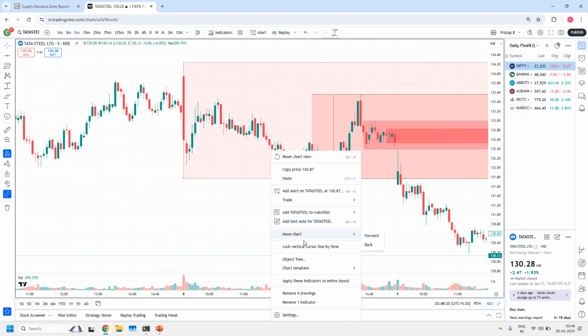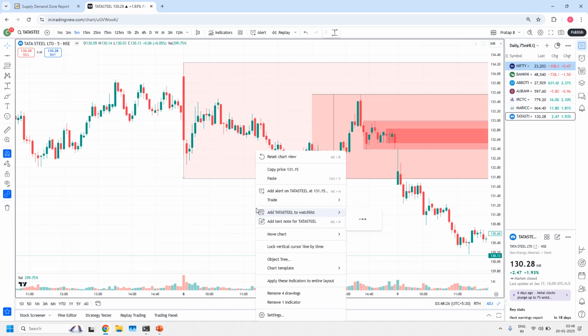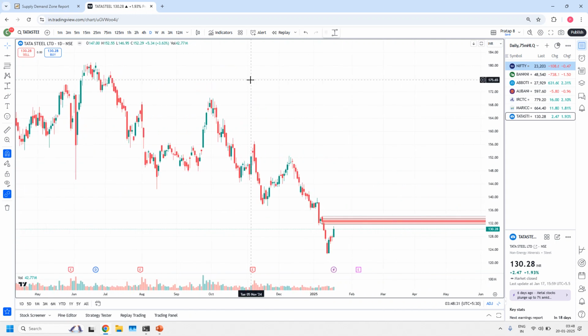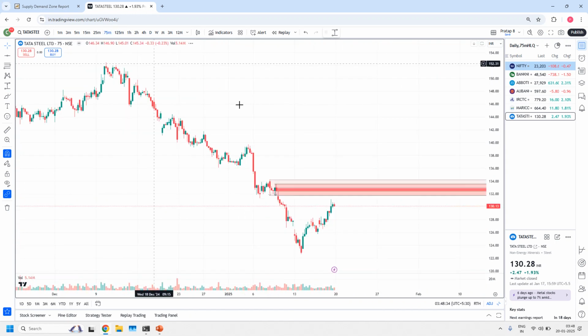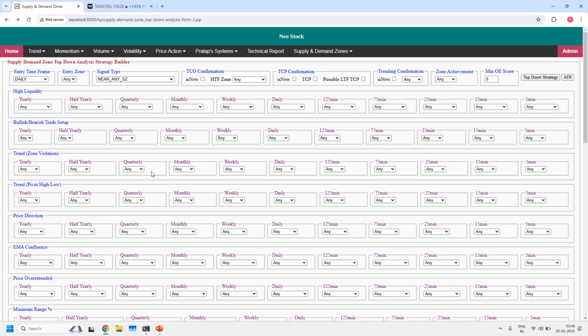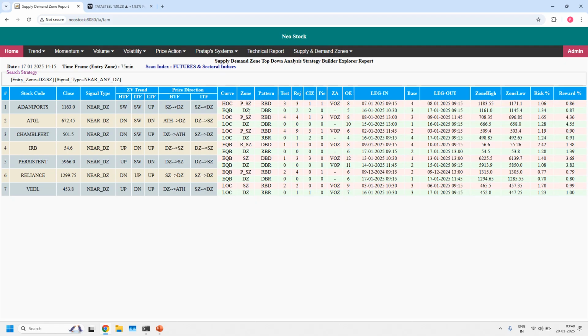Okay, this is about Tata Steel. Next we should go to the 75 minutes time frame, because we are using the high liquidity zones strategy only on the daily and 75 minutes time frames. So in the 75 minutes time frame, stocks near 75 minutes demand zone, let's verify. We don't have any 75 minutes high liquidity zones from this list.